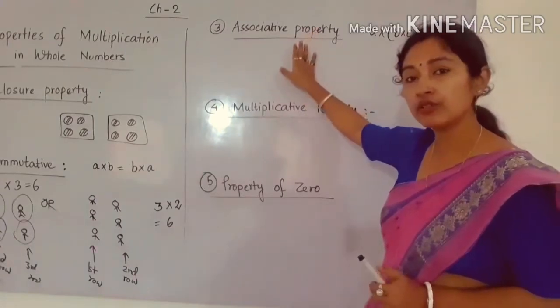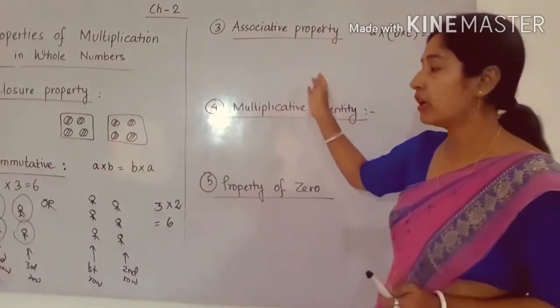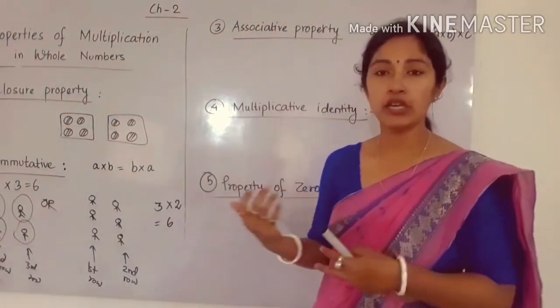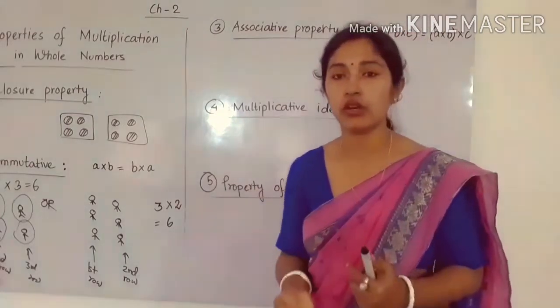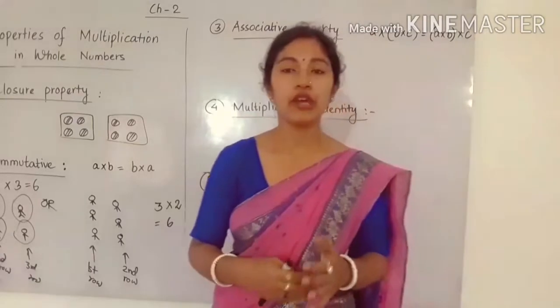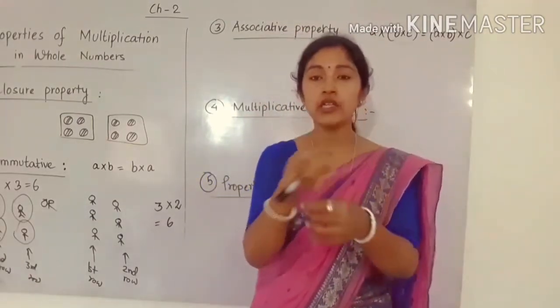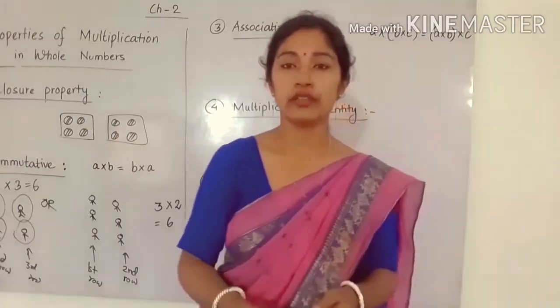It will also be satisfied because they both are the same. In commutative property, we have to take two numbers. That means here we are taking two whole numbers, but in associative property, we have to take three whole numbers. And similarly, we have to check the order. That means if we interchange the order, then the answer will change or not. You have to check that.